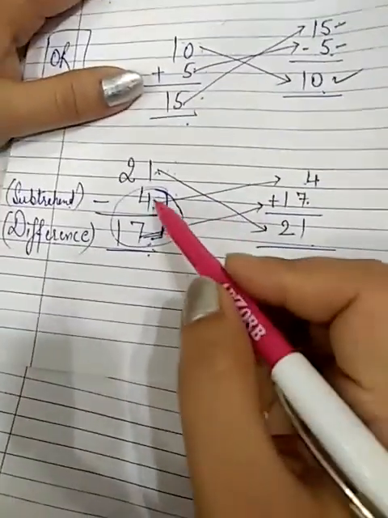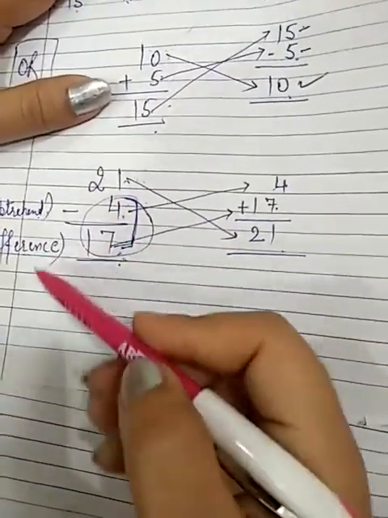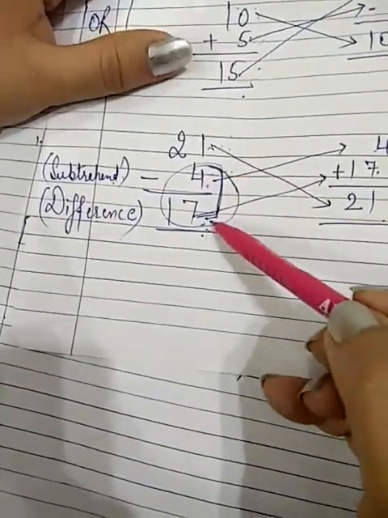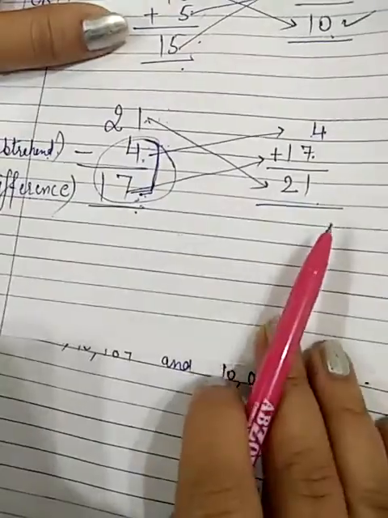What you will do, you will add subtrahend and difference. Subtrahend is 4 here and difference is 17. Clear everyone? In your books also it is given the relation between addition and subtraction. See here it is given.